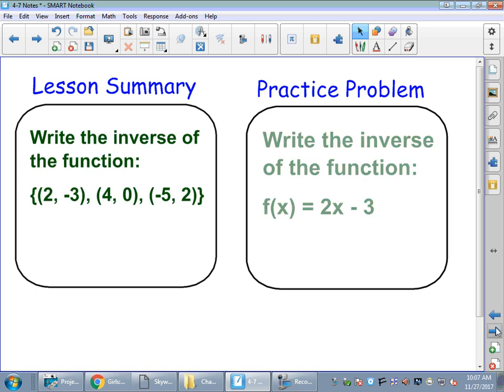Lesson summary, I want you to write the inverse of that function, and then I want you to get, well, actually both. So one I gave you the ordered pairs, and then the other one I want the inverse of that equation. Good luck.